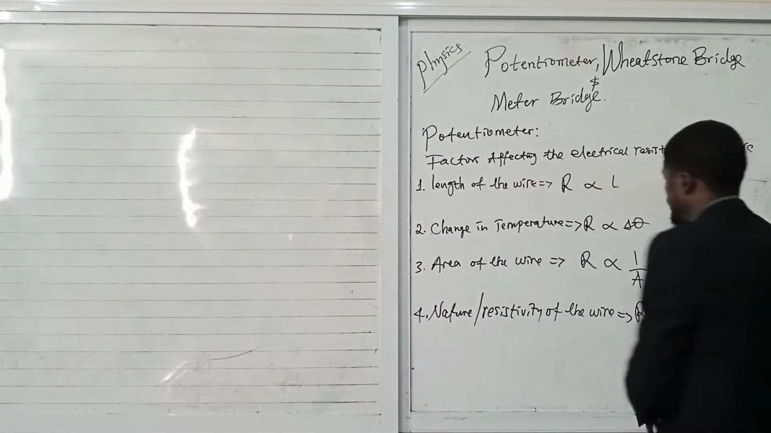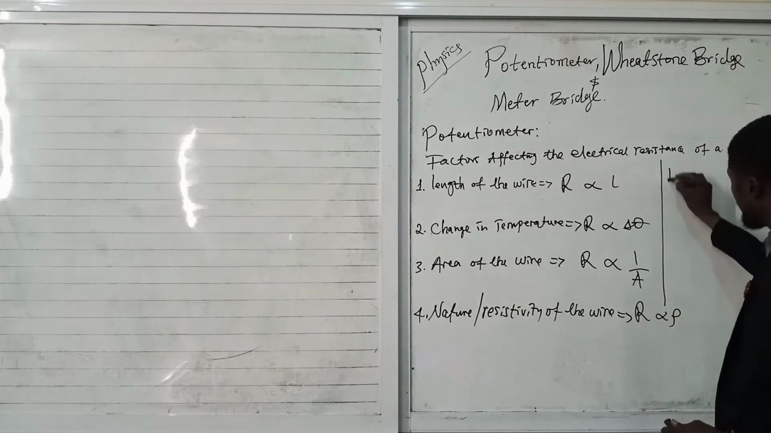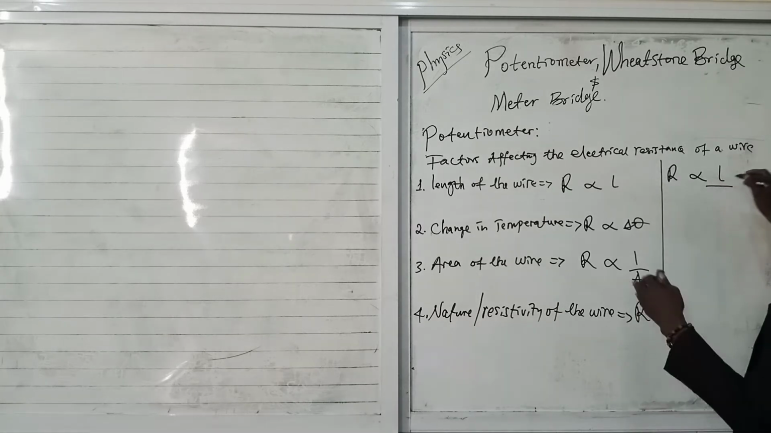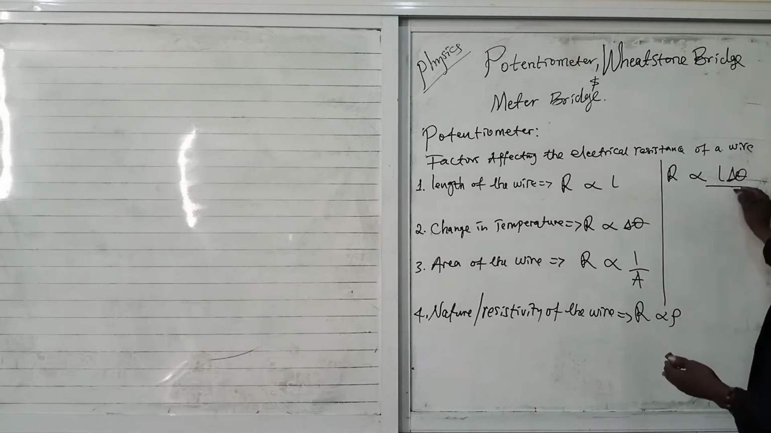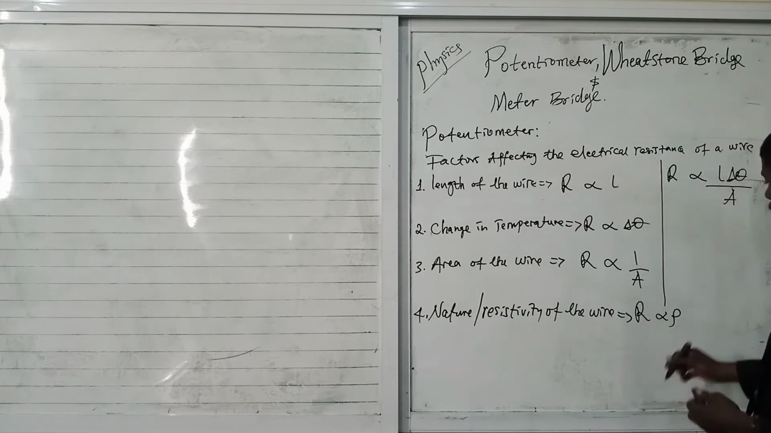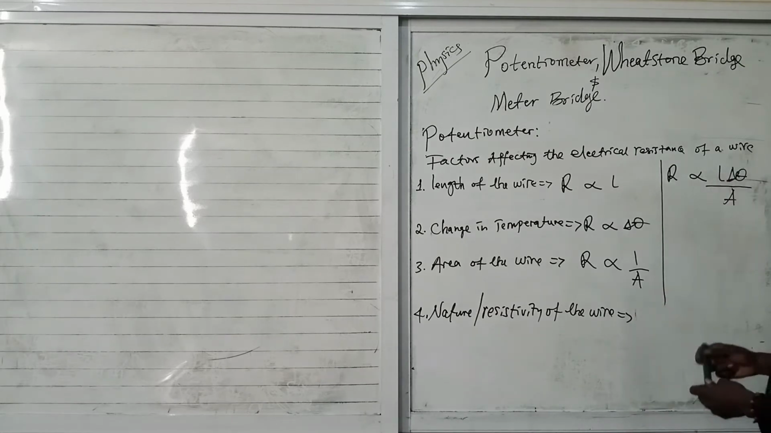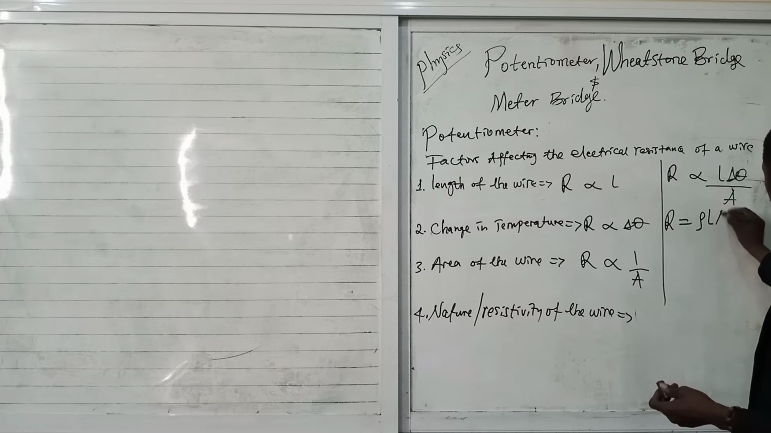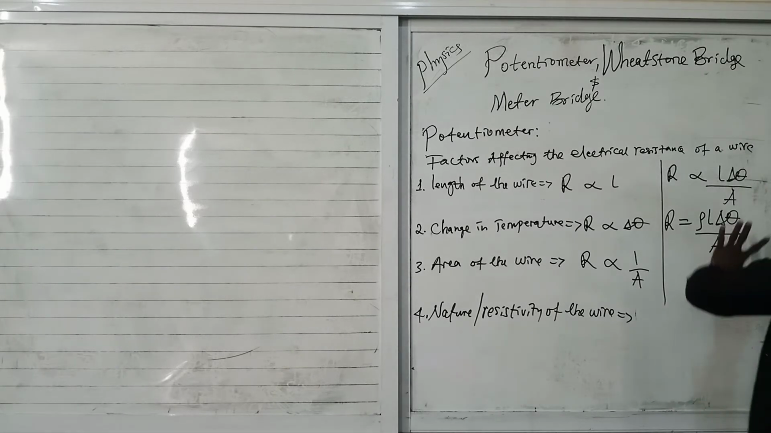So we are free to write that R is directly proportional to L, and also change in theta, and inversely proportional to A. We are not going to include rho because this guy is a constant. So removing the sign of proportionality here, we can write that R is equal to resistivity rho L change in temperature all over A. So what is the meaning of this equation?